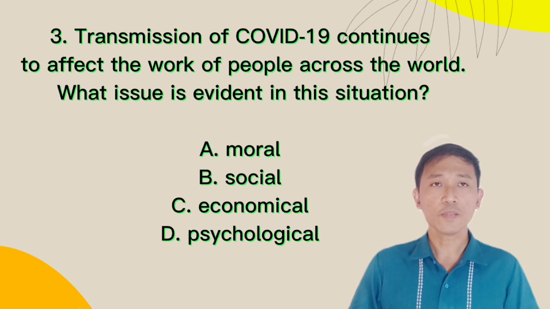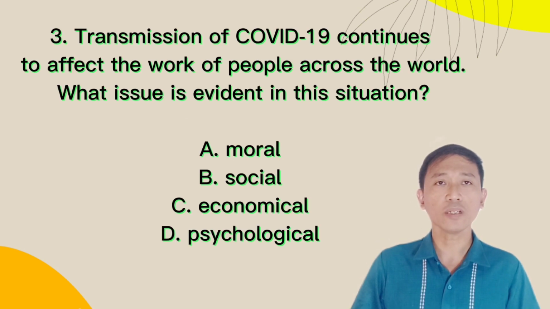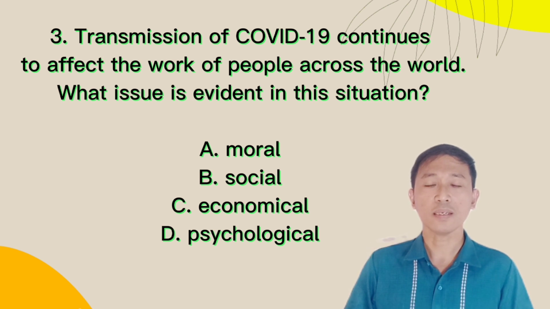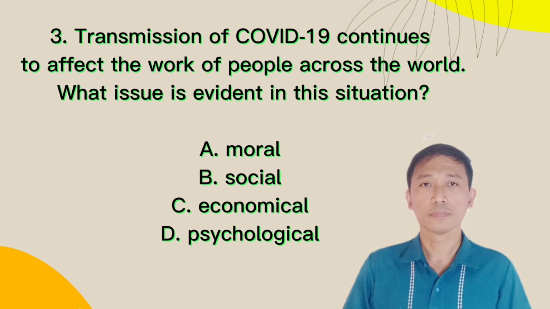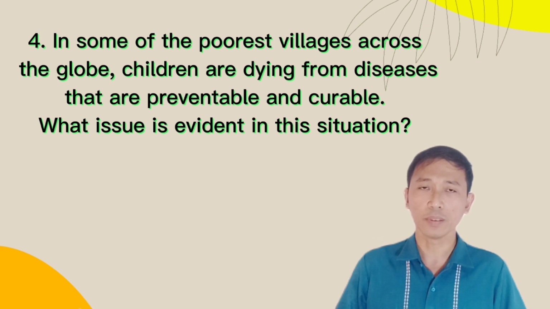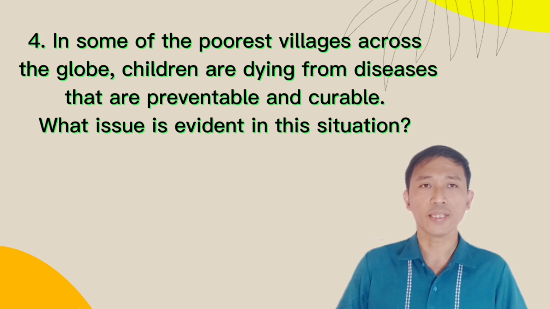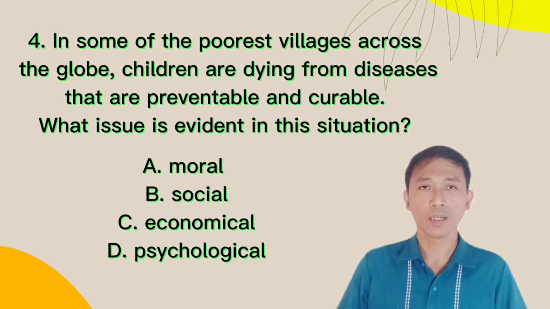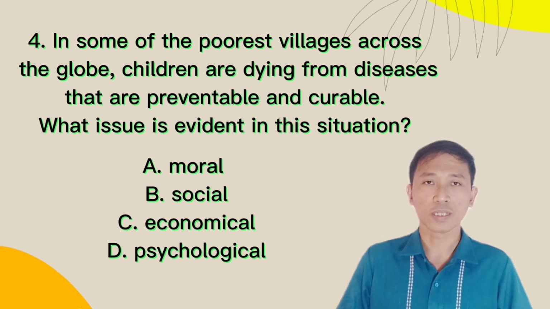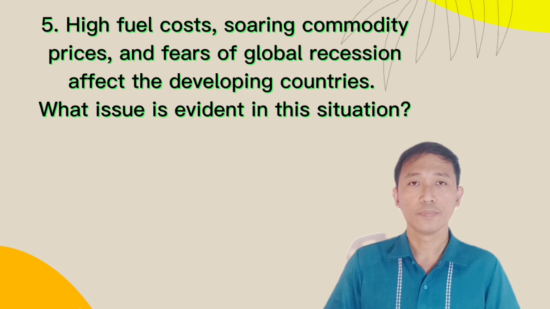Number 3. Transmission of COVID-19 continues to affect the work of people across the world. What issue is evident in this situation? A. Moral. B. Social. C. Economical. Or D. Psychological. Number 4. In some of the poorest villages across the globe, children are dying from diseases that are preventable and curable. What issue is evident in this situation? A. Moral. B. Social. C. Economical. Or D. Psychological.